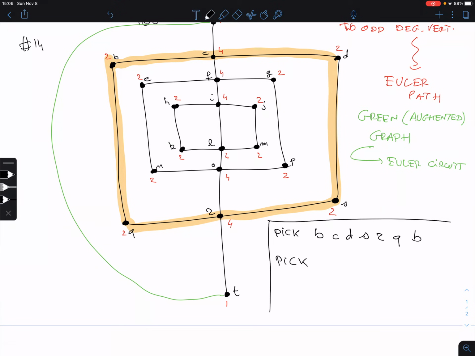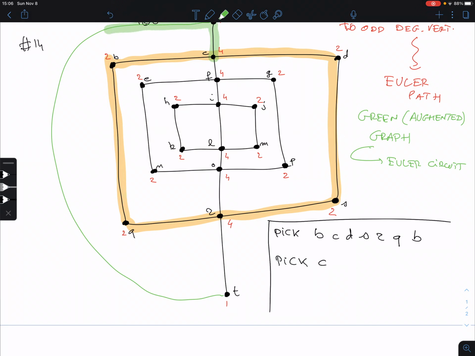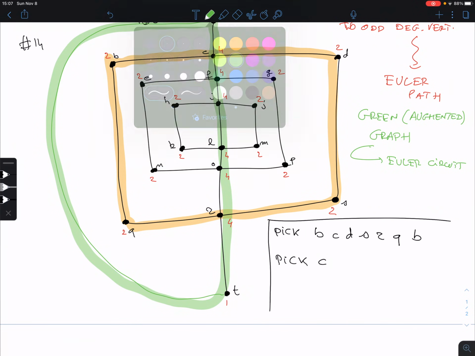I pick C, and my walk this time goes counterclockwise, because the first time I went clockwise. I'm just going to go up and all the way around. So that is C, then I go to A, then T. But this is the green edge, and I said I have to keep this AT. It uses the green edge, so I want to mark this somehow. Whichever way you do it, I'm going to use green color here, writing that A and T are connected by a green edge.